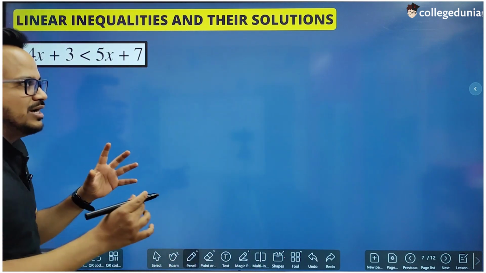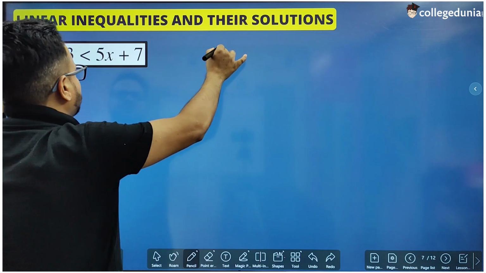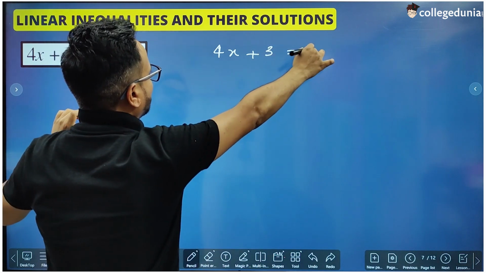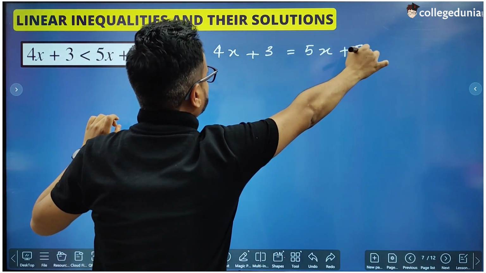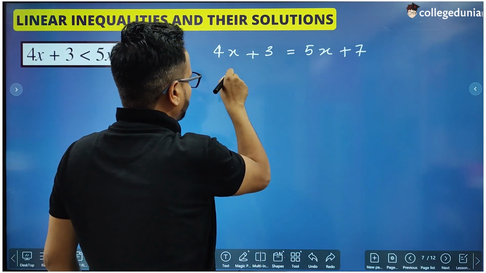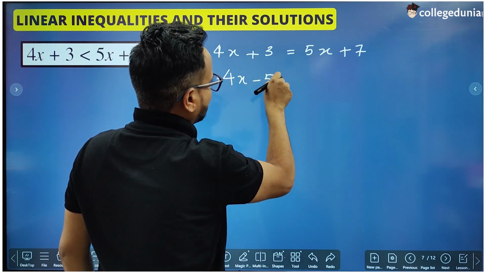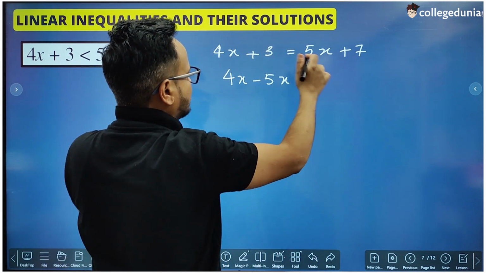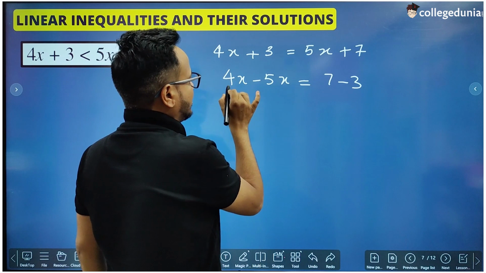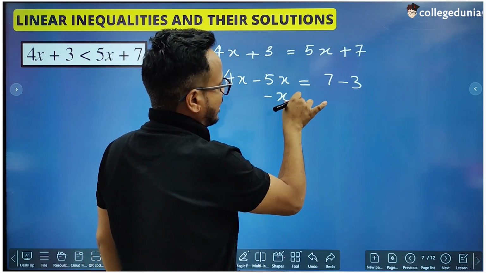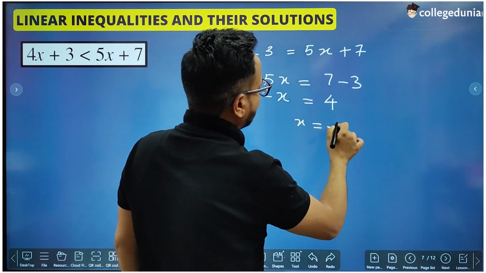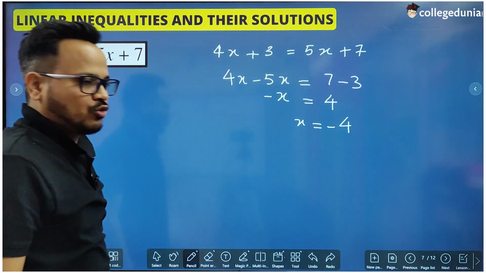We all know about the equalities, right? If this equation was like this, 4x plus 3 equal to 5x plus 7, we all know how we can solve this equation. We simply have to find the value of x by shifting all the terms of x on this particular side and shifting all other terms on that side, and then solving the equation. 4x minus 5x is minus x, 7 minus 3 is 4. So we can say that the value of x is minus 4.